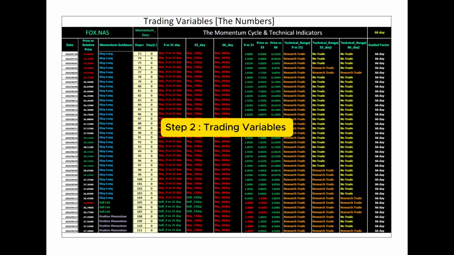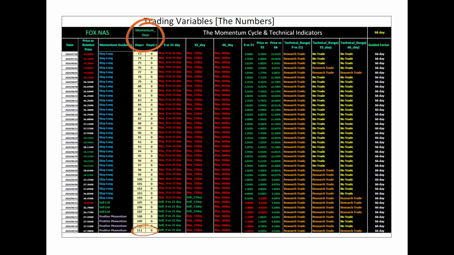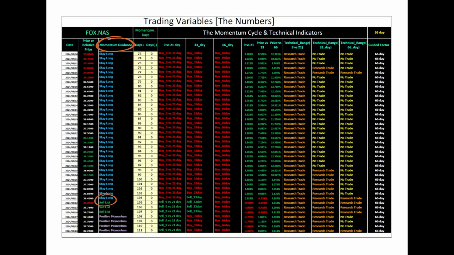Step 2. Trading variables. Determine the current length of the momentum cycle in days. In this analysis, the momentum cycle has been positive for 111 days. What is the current status of the momentum cycle? The momentum cycle has shifted from stay long to the sell list.